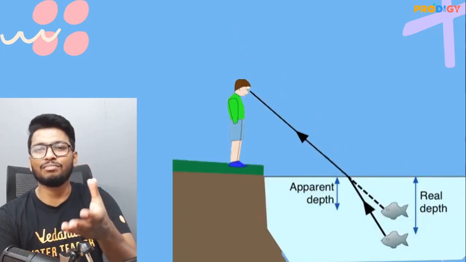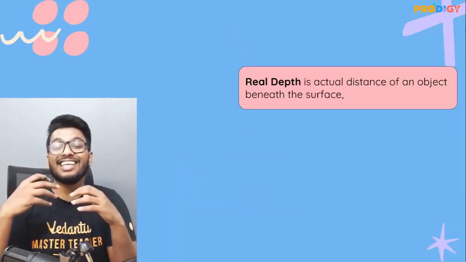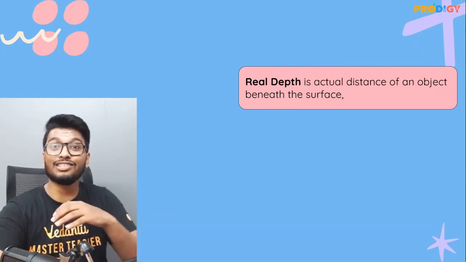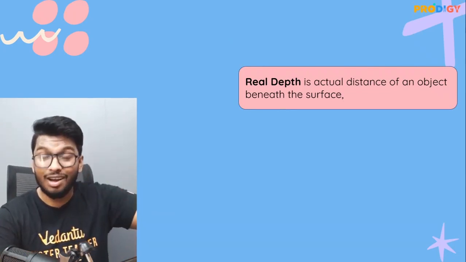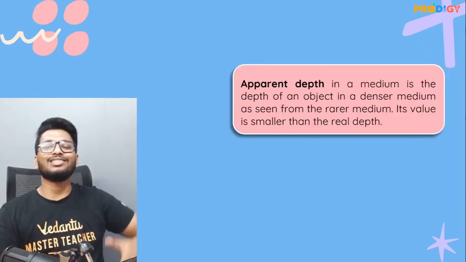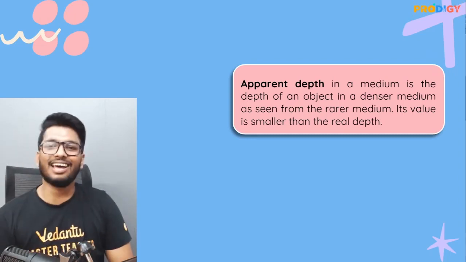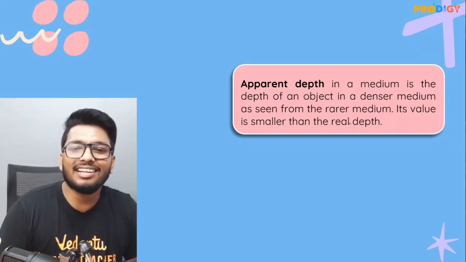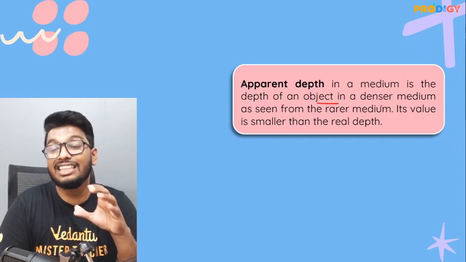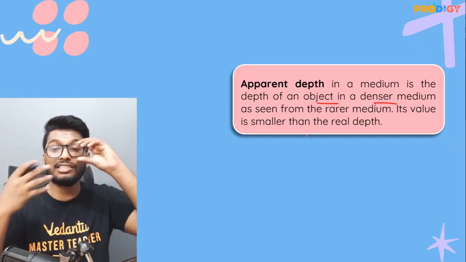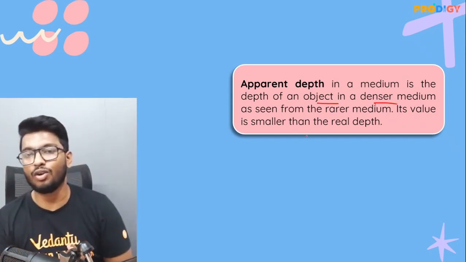Apparent depth is nothing but the thing that you see, the thing that appears in front of you. It's not the actual object, but it looks as though it is there. So it is nothing but the depth of the object in the denser medium when seen from the rarer medium. That is what is called the apparent depth.